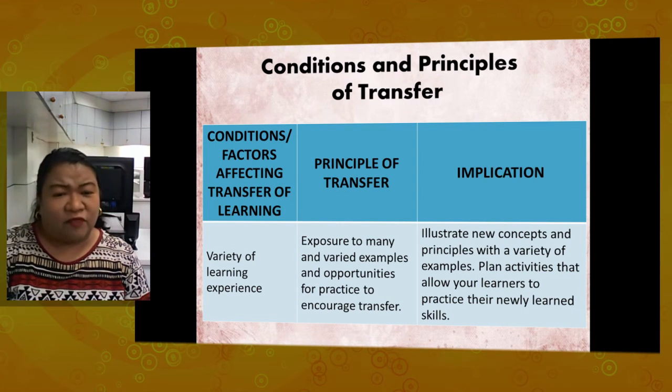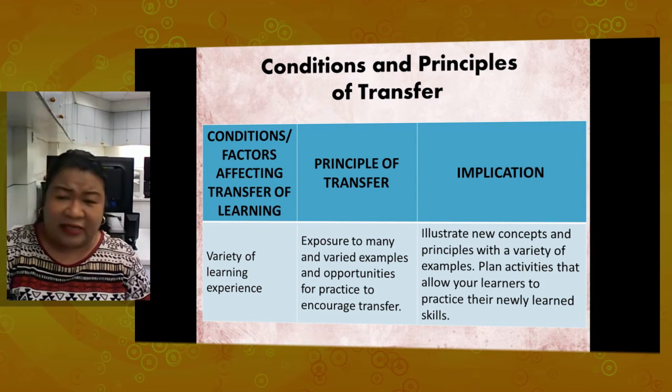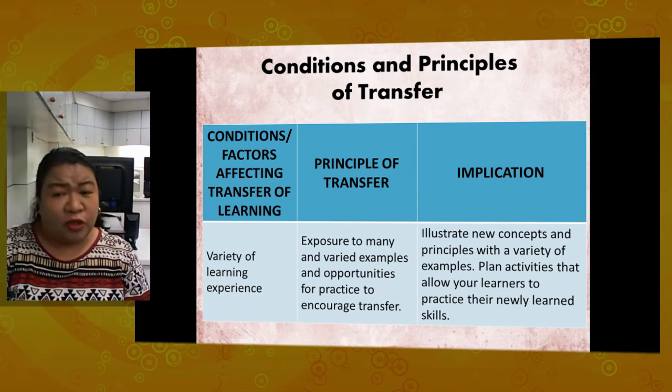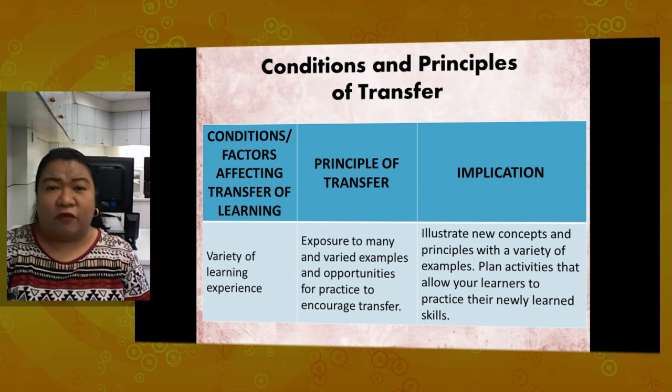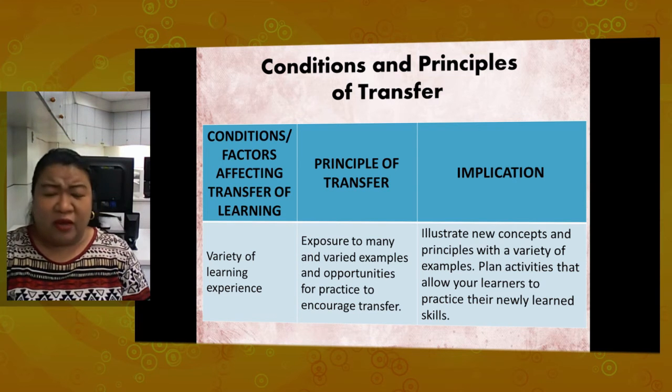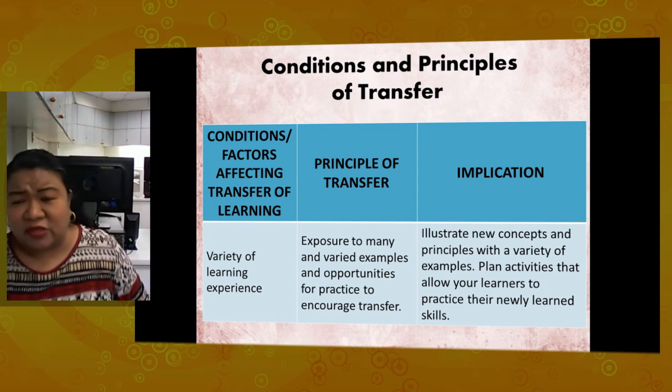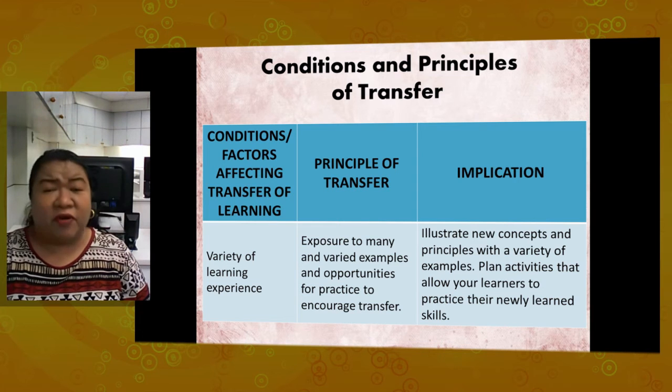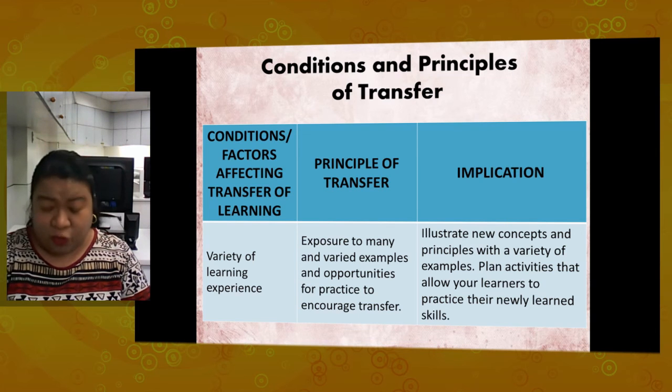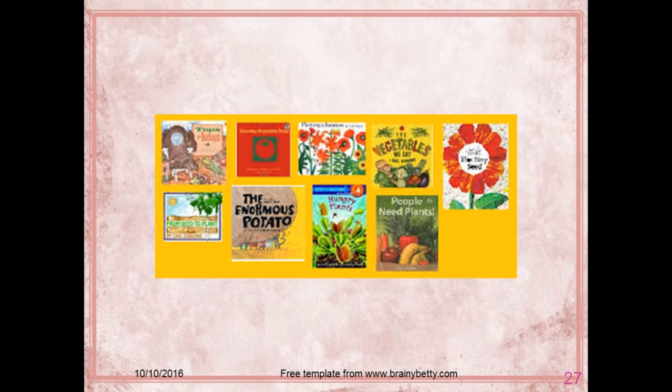The next one is variety of learning experiences. The more exposure to many varied examples and many opportunities to learn, the better will be the learning of your students. So we illustrate new concepts and principles with a variety of examples, and you plan activities that will allow your learners to practice their newly learned skills. For example, you expose children to a lot of books about plants, like what we have here: The Tiny Seed, The Enormous Potato, People Need Plants, Hungry Plants, all of this.